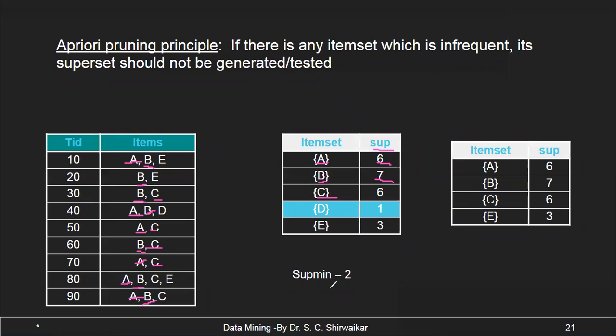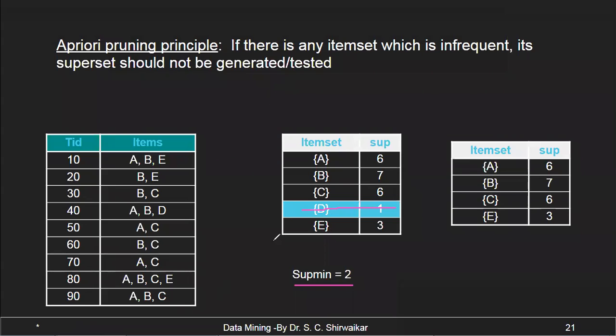So the minimum support value will be 2. The given minimum support value is 2. So below the minimum support value we are not considering it here. That's why, in this candidate set generation table, D is removed from it. So this process is called the pruning method.